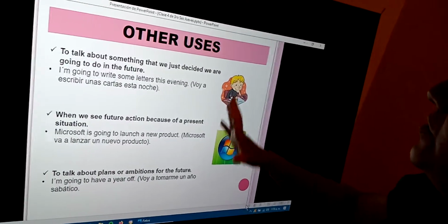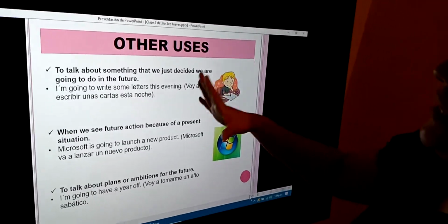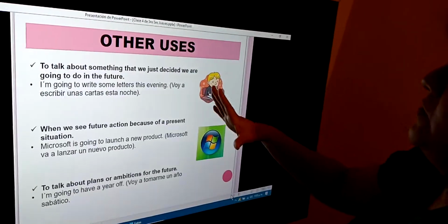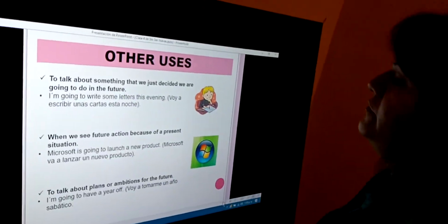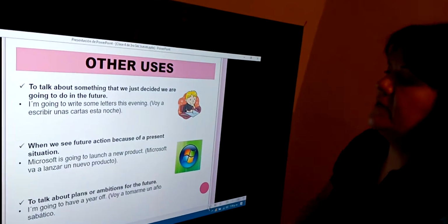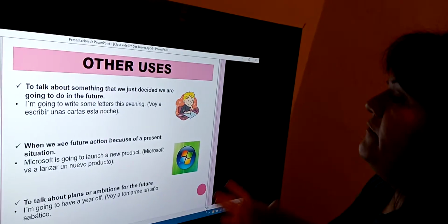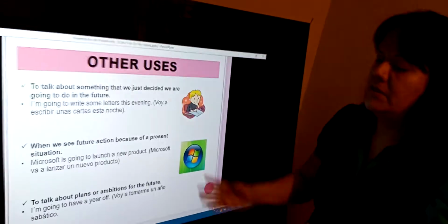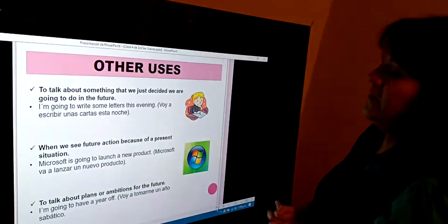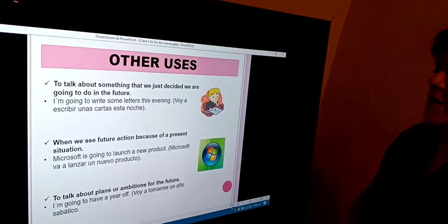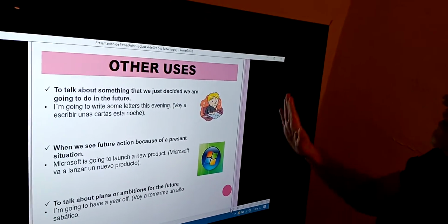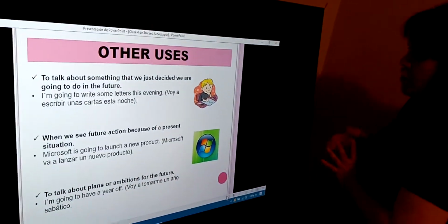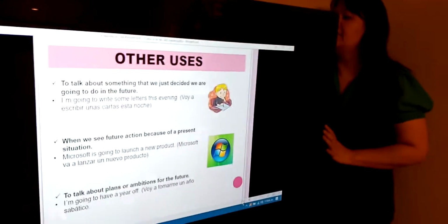This is another use: to talk about something that we just decided we are going to do in the future. And another is when we see a future action because of the present situation, and to talk about plans or ambitions of the future. Okay? These are the other uses. Okay? Next.